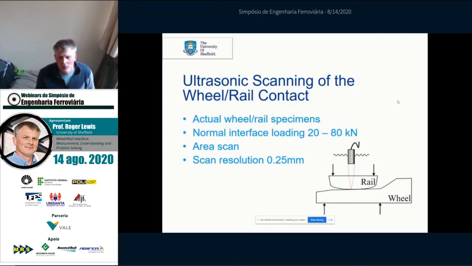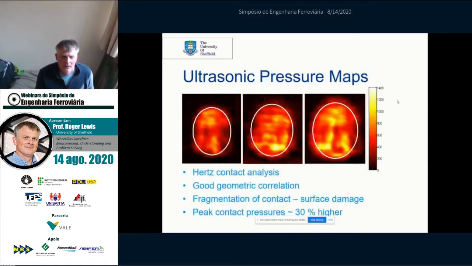And we've taken the loads up to realistic wheel-rail contact loads, as you can see there. And this is very typical of the output that we get. This is quite a rough surface contact, as you can see. It's not particularly well run in this wheel and rail specimen, so there are some quite high pressure peaks. We've compared to Hertz contact analysis.